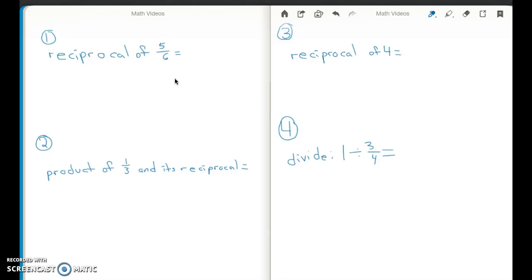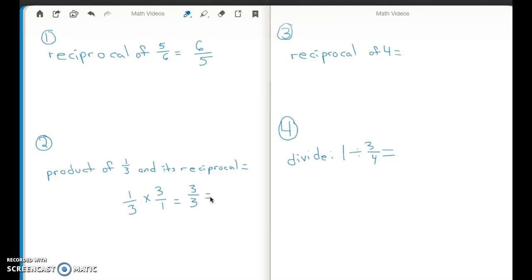We have the reciprocal of 5/6. We know that when we make a reciprocal, we're going to flip those two numbers. So go ahead and write the answer with me in your notebooks. That's going to be 6/5. Let's move on to the next one. We have the product of 1/3 and its reciprocal. So we have 1/3. We're finding the product, so we know that we need to multiply. The reciprocal of 1/3 is 3/1. Then we multiply. We get 3/3, which is equal to 1. Please have that written down.